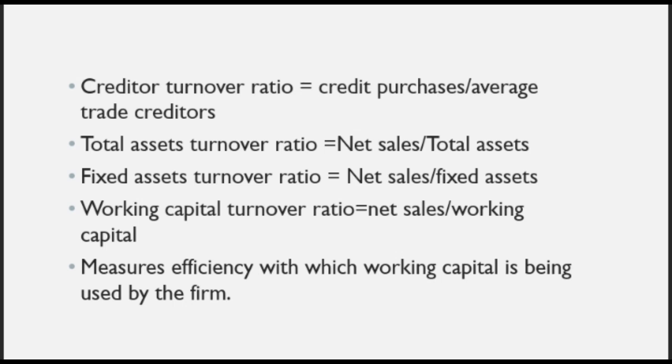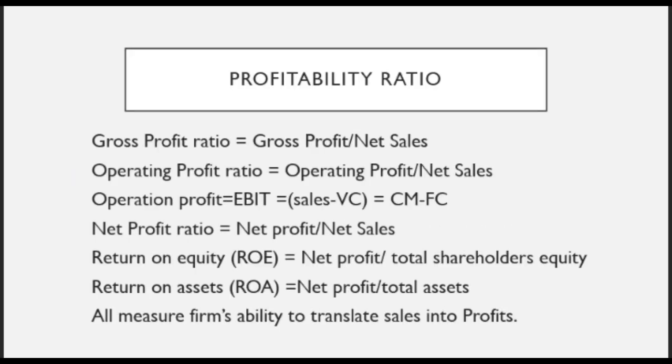Total asset turnover ratio is equal to net sales divided by total assets. Fixed asset turnover ratio is equal to net sales divided by fixed assets. Working capital turnover ratio is equal to net sales divided by working capital. It measures the efficiency with which working capital is being used by the firm.